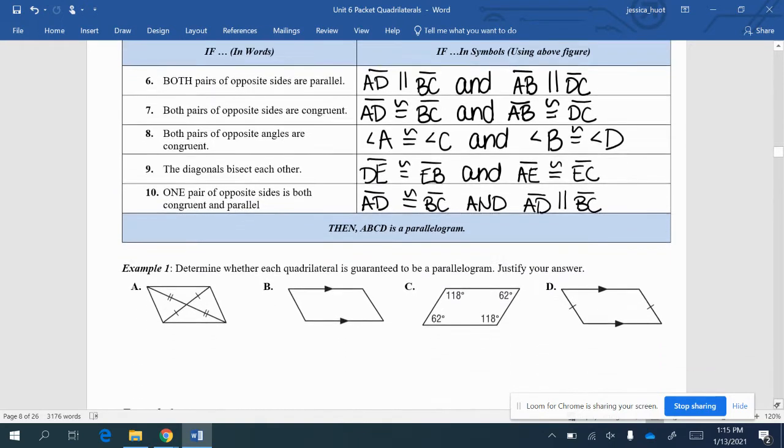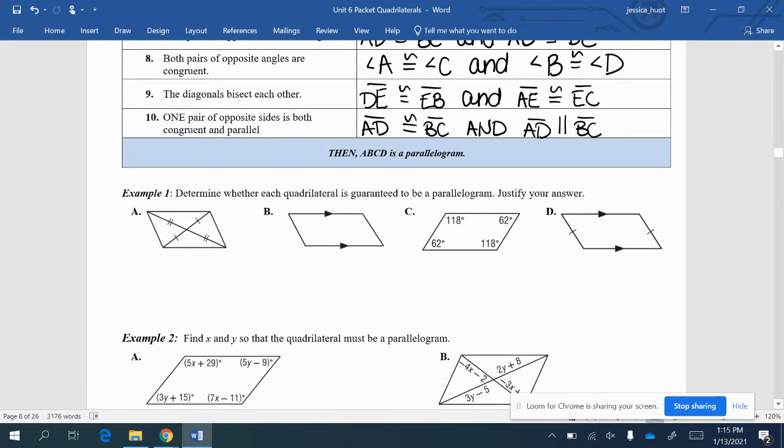So below, example 1, determine whether each quadrilateral is guaranteed to be a parallelogram. Here I can see our diagonals are being bisected, so yes, the diagonals bisect each other. Since it meets one of the attributes from above, then it is a parallelogram.